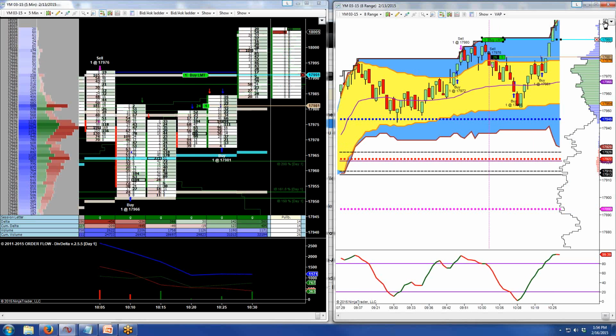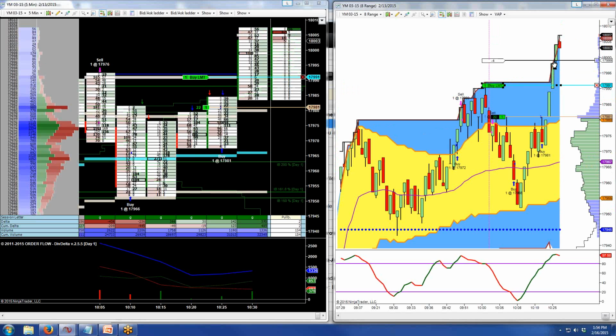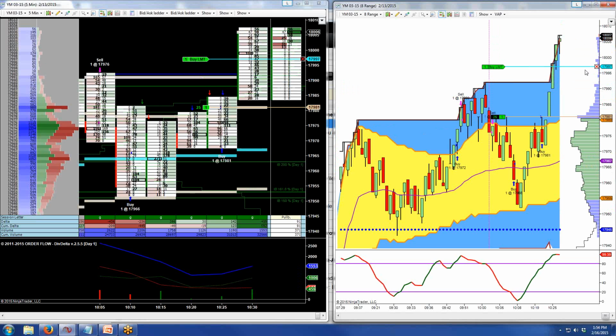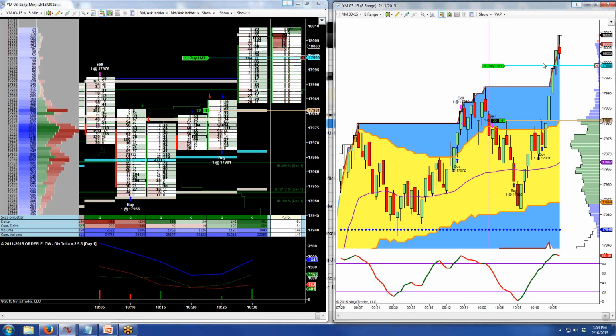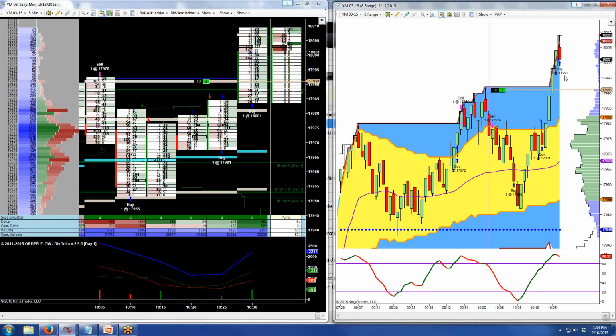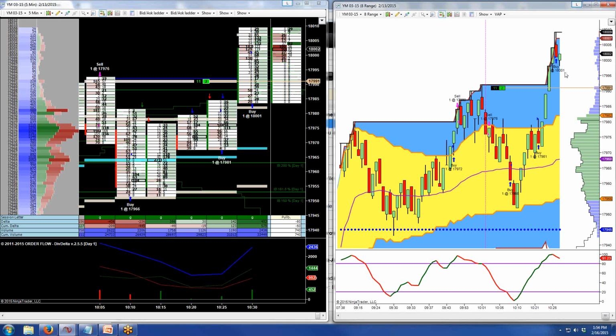And so obviously you can trail it up. As long as you've got positive delta there, you could keep trailing it. And so I just took it out at 1801, 18,001.